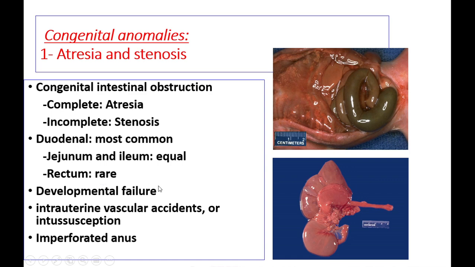Another developmental failure is intrauterine vascular accident or intussusception. We will discuss intussusception later. And imperforate anus is another congenital anomaly. Here there is a blind loop of atretic bowel segment.